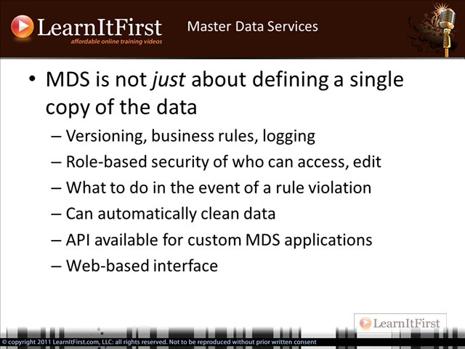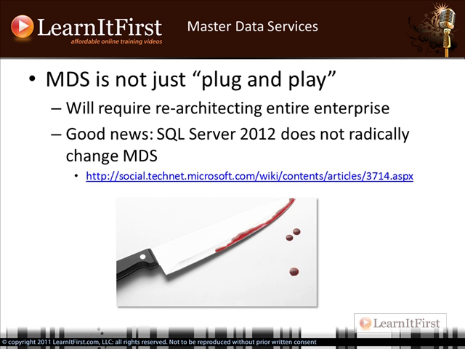All right, so it's not just about defining a single copy of the data. There's all sorts of other pieces with this: business rules, automatic cleaning of the data if you notice a violation of a business rule. They've enabled, which I thought was pretty advanced for a first generation product, an API so that companies can automatically build their own applications around master data services. Okay? It's got a web-based interface so you can add new data to the master lists. It's a very robust application. Does not feel like a version 1.0. It's been well thought out here.